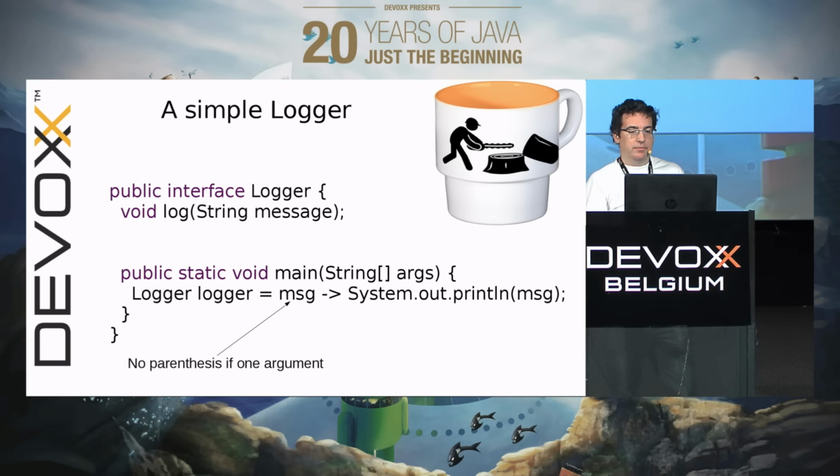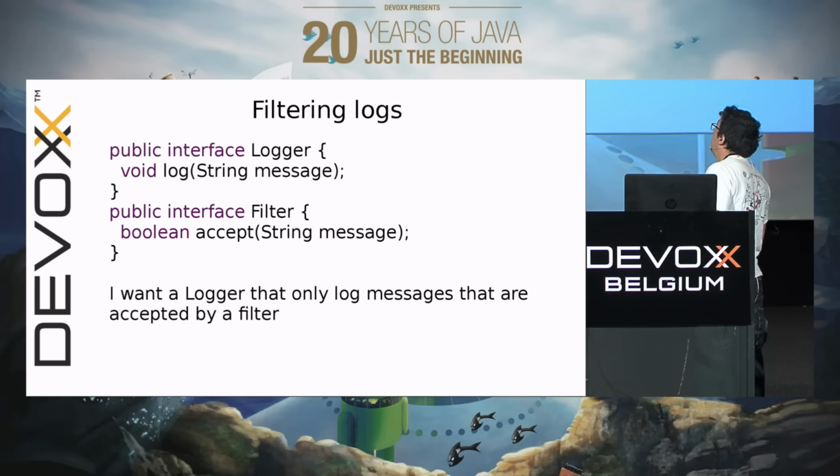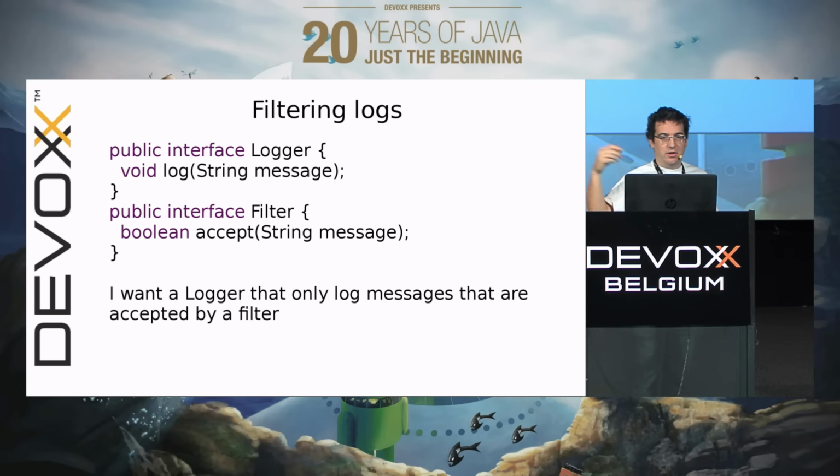Let's just change a little bit the example. So I have my interface Logger, and I want to be able to filter my logs. Exactly what I want is to decide, depending on the message, if the message will be logged or not. So I have a new interface called Filter that will have a method accept that takes a message and returns a boolean. And if the boolean is true, the message will be logged. If the return value is false, the message will be just forgotten.